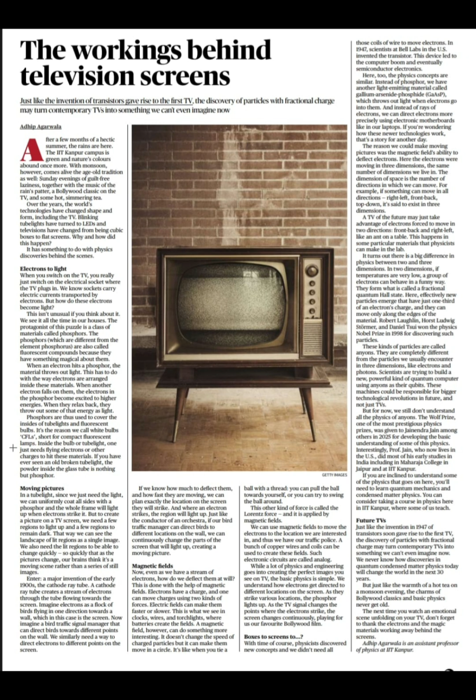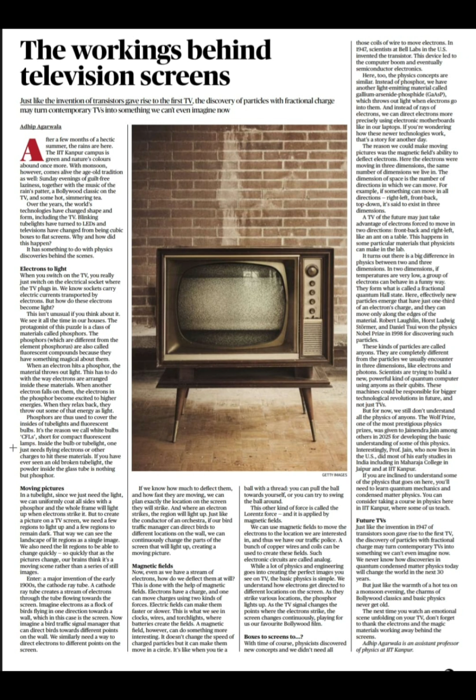hot simmering tea. Over the years, the world's technologies have changed shape and form, including the TV. Blinking tube lights have turned into LEDs, and televisions have changed from being cubic boxes to flat screens. Why and how did this happen? It has something to do with physics discoveries behind the scenes.